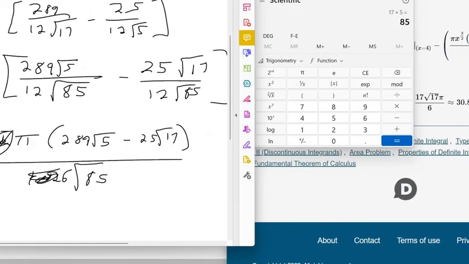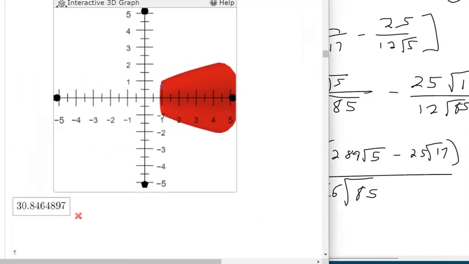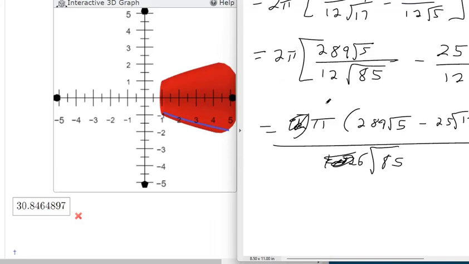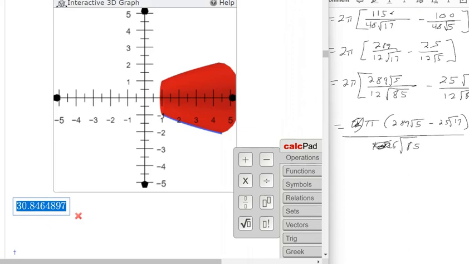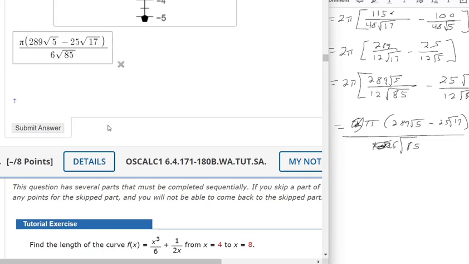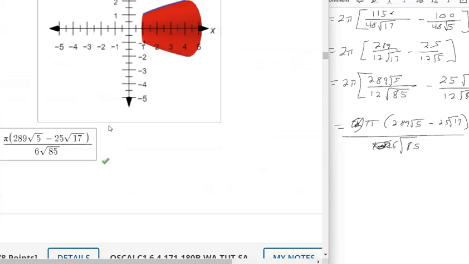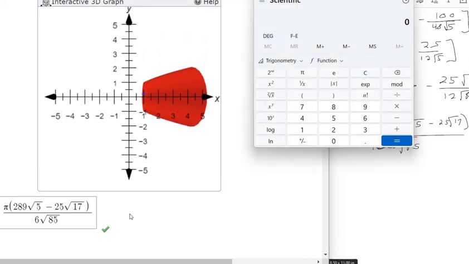Let me prove it. I went and double checked my work in an online calculator too, but okay, Webassign. The numerator, I have pi times 289 square root of 5 minus 25 square roots of 17 over 6 square roots of 85. And accepted that. That's approximately equal to that decimal answer you saw me type in before.